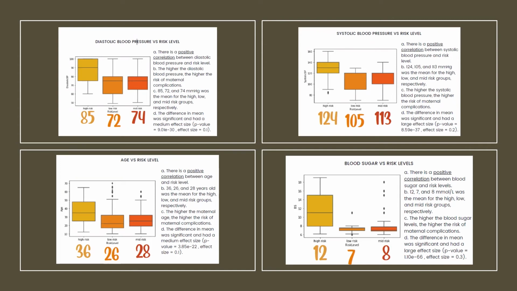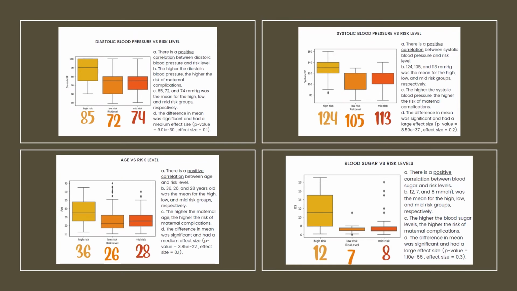If we move on to the age and looking at its relationship with risk level, we also see that there's a positive correlation. And so again, the higher the age, the higher the risk for these complications. 36, 26, and 28 years old was the mean for the high, low, and mid-risk groups, respectively. And here again, we have significance in the difference in mean and a medium effect size.